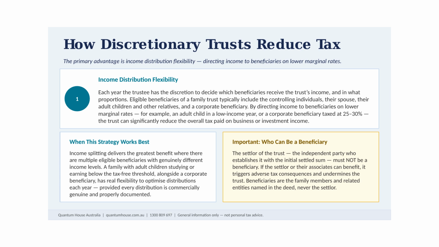Now, one important technical point, and it's a common misconception worth correcting. The settlor of the trust must not be a beneficiary. The settlor is the independent party who establishes the trust with the initial settled sum, often just $10, and they are deliberately kept separate. If the settlor or their associates can benefit from the trust, it triggers adverse tax consequences and can undermine the trust entirely. The beneficiaries are the family members and related entities named in the deed, never the settlor.